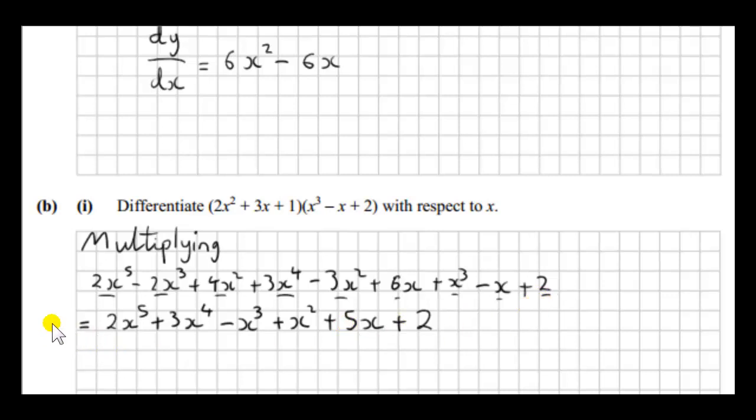So that's, let's call this thing y. So the derivative can be written dy dx. Of course, we could call this thing f of x. In that case, the derivative would be called f dash of x or f prime of x.